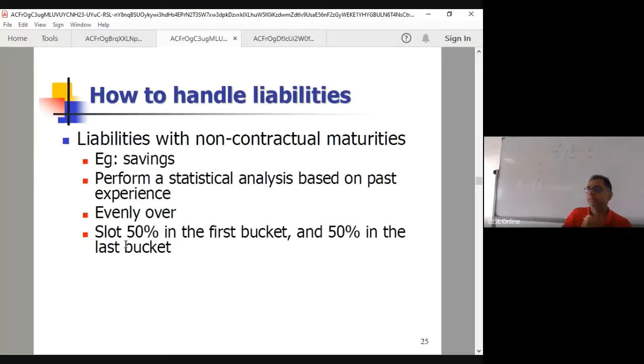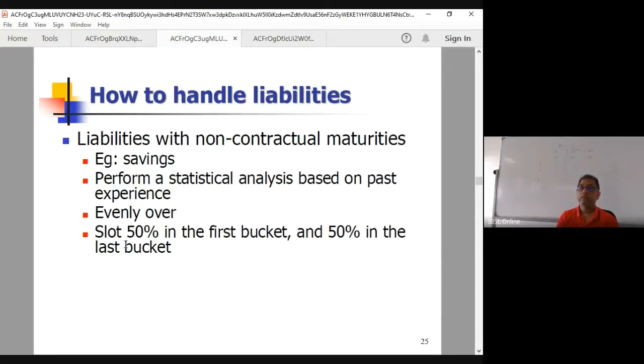Now, it becomes a little more tricky for liabilities, deposits that do not have a contractual period. So, for example, savings accounts, all kinds of accounts that have no specific maturity periods, even to an extent money market accounts, etc. Because you really don't know when those deposits will be taken away, or when the liability amount will increase, for that matter, suddenly because of whatever reason.